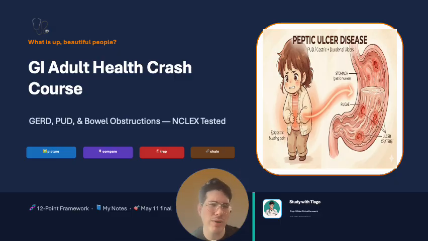What is the 12-point framework that Tiago built? It starts with: what is it? What does it look like? What can go wrong? What do I monitor? What do I do? What do I teach? What is the priority? What cannot go together? What looks similar? What is the emergency version? What do I assess first? And what chain do I need to trace? This is the framework that forces me to turn the disease into a nursing decision.